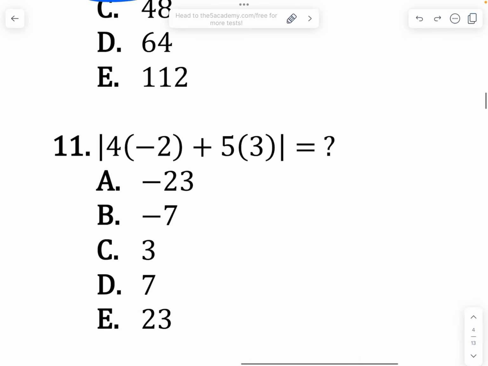All right, solving an absolute value expression. Let's start with simplifying each of the terms that are the innermost terms and then move out from there. So absolute value of 4 times negative 2. What is this? Negative 8. 5 times 3 is 15.